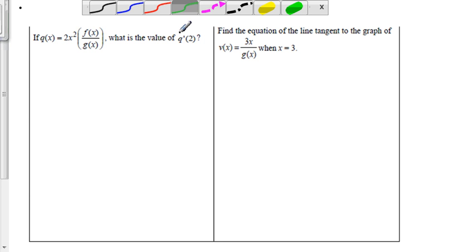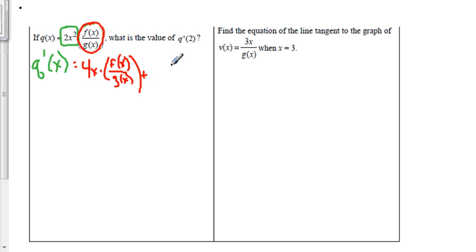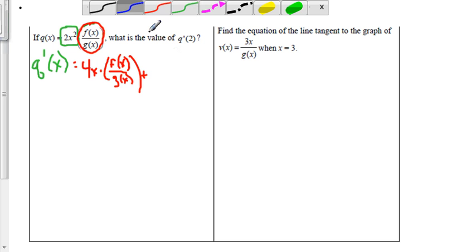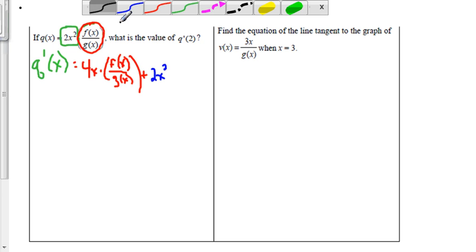And here, interesting question. We have to find what the value of the derivative is. To take the derivative, I need to treat this like the product rule. The first term is 2x squared, and the second term is f of x over g of x. So it's the derivative of the first, so that'll be 4x, times the second, f of x over g of x, plus the first, 2x squared, times the derivative of the second.